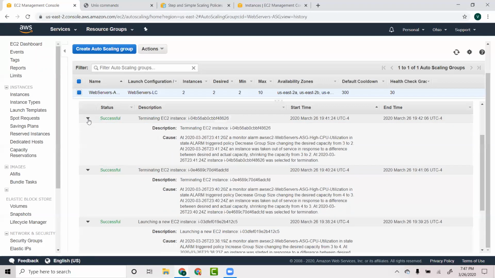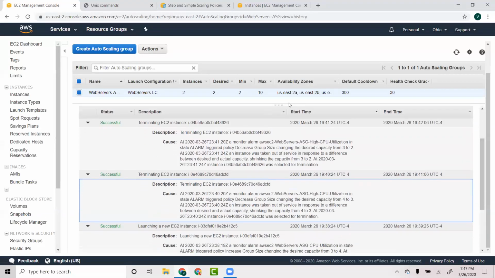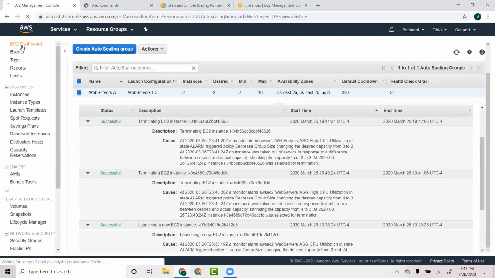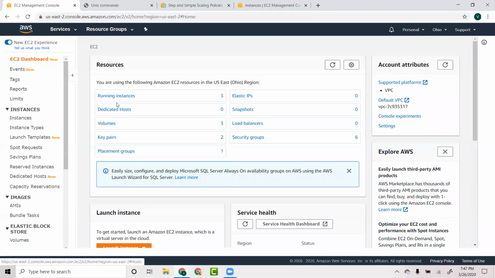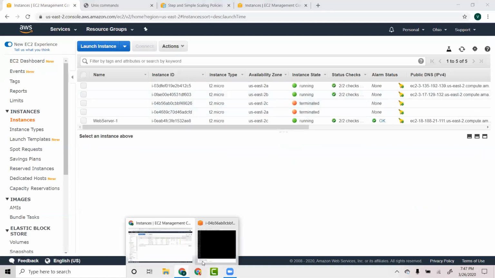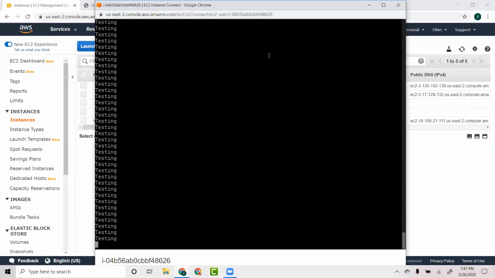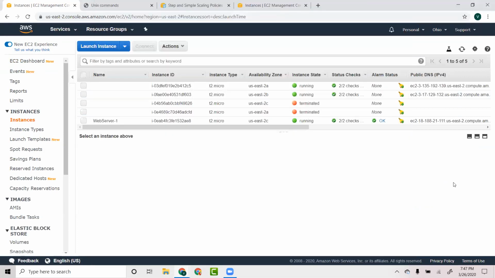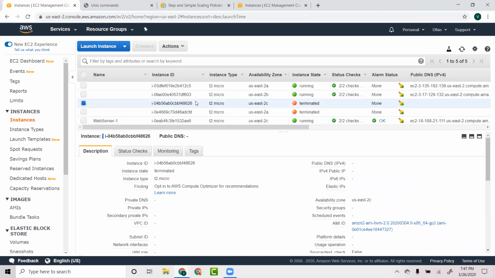So what happened here? It terminated this particular instance ADCFD. Now 3 to 2. Now how many instances do we have? Desired instance 2. There are only 2. So where is our guy? Our guy F48626. This guy got terminated.